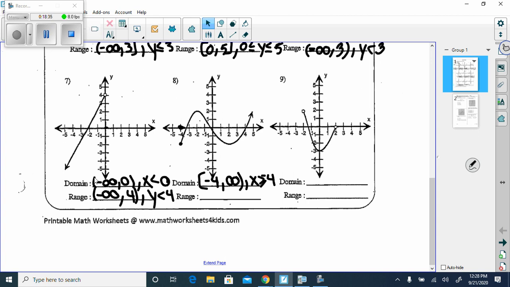All right, and then my range is up and down. How low did this thing get? -2. And it's filled in, right? So I'm going to put a bracket. And how high did it go? Good. So would that mean my y values are getting bigger or smaller? Bigger. So y is greater than or equal to -2.